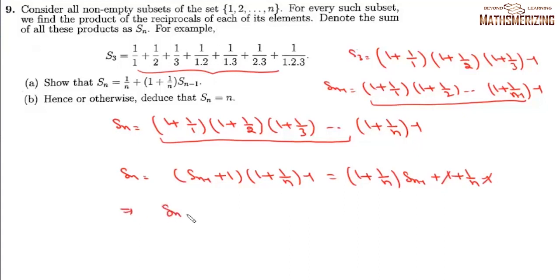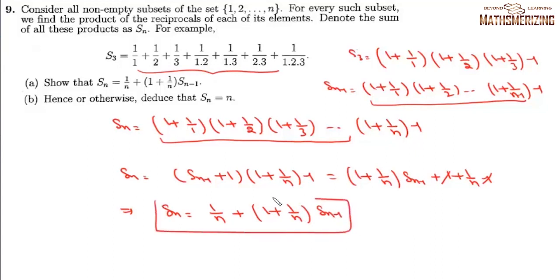So from here we can say this Sn will be equal to 1 by n plus 1 plus 1 by n into Sn minus 1, which is what we need to prove in part A. Now part B is: hence or otherwise deduce that Sn is equal to n.